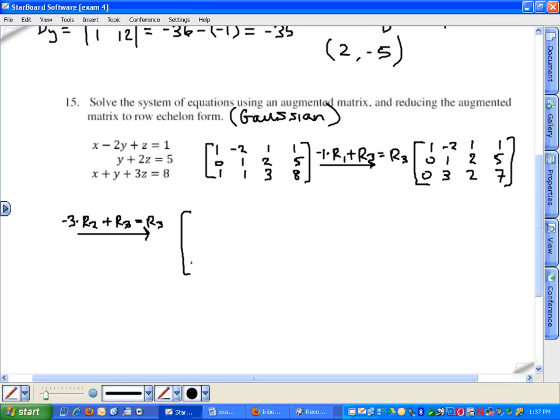So row 3 is still a 0 there. Now negative 3 times 1 is negative 3, plus that 3 makes a 0 here. Negative 3 times 2 is negative 6, plus 2 is negative 4. Then negative 3 times 5 is negative 15, plus 7 is negative 8.